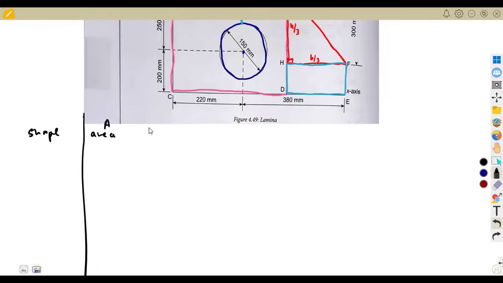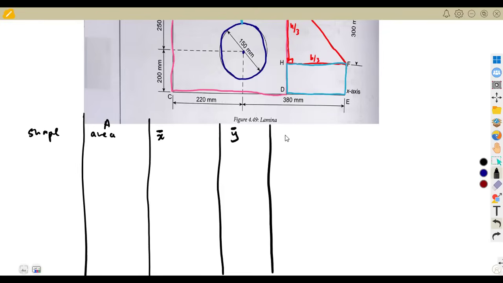We're going to need the X value, which is the distance from the Y axis. We're going to need the Y value, which is the distance from the X axis. Then our area moment, area times X. Area times what? Area times Y. Okay, so this is what you are going to need in this case.